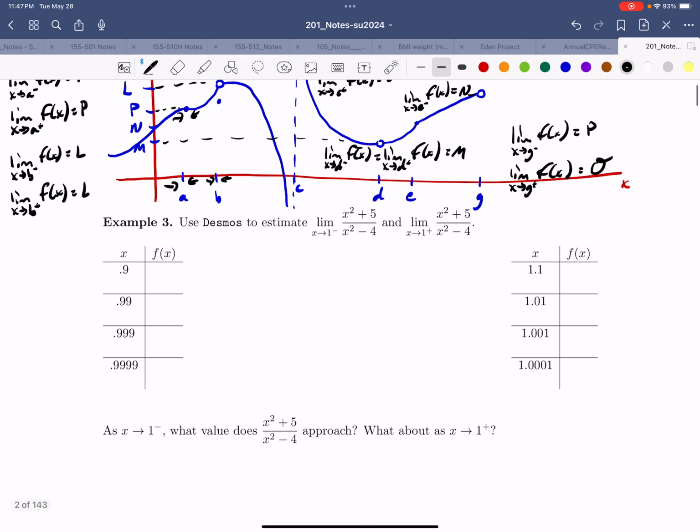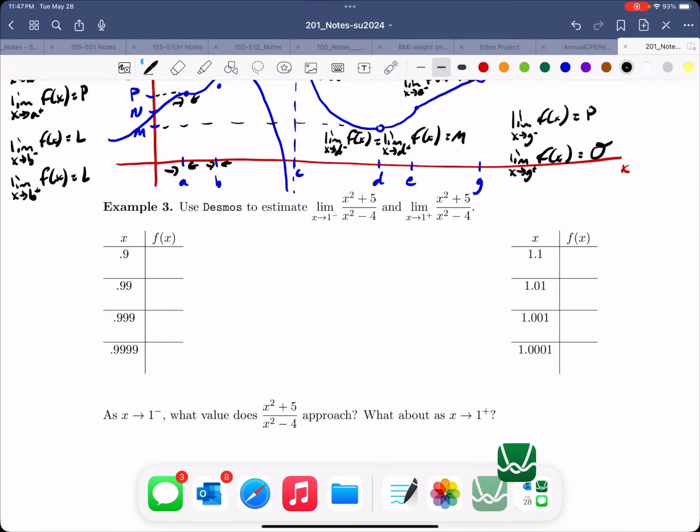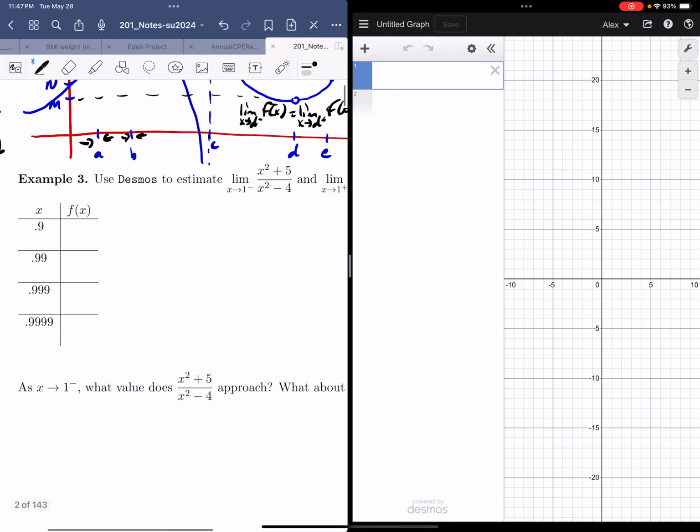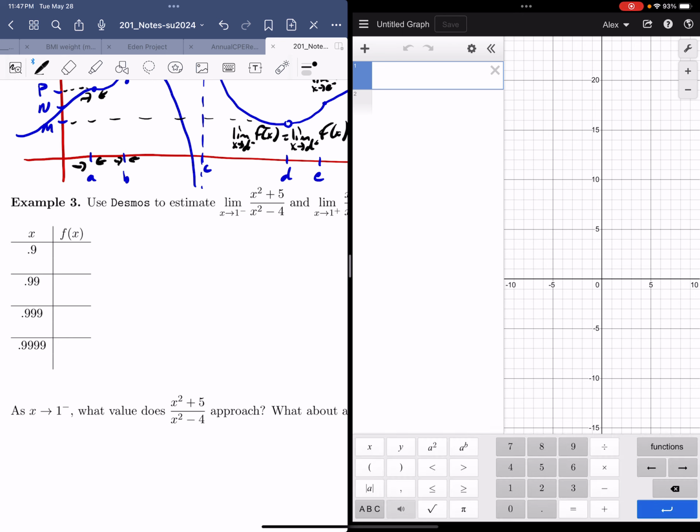Now, let's take maybe two more looks at limits using graphs, or graphs and calculators. Maybe I'll try to use both. So let's consider a function that we actually know, in this case, x squared plus 5 over x squared minus 4. Find the limit as x approaches 1. I don't actually know what that graph looks like. So number one, I'll draw it. We can look at the graph. But suppose that we didn't have the graph.